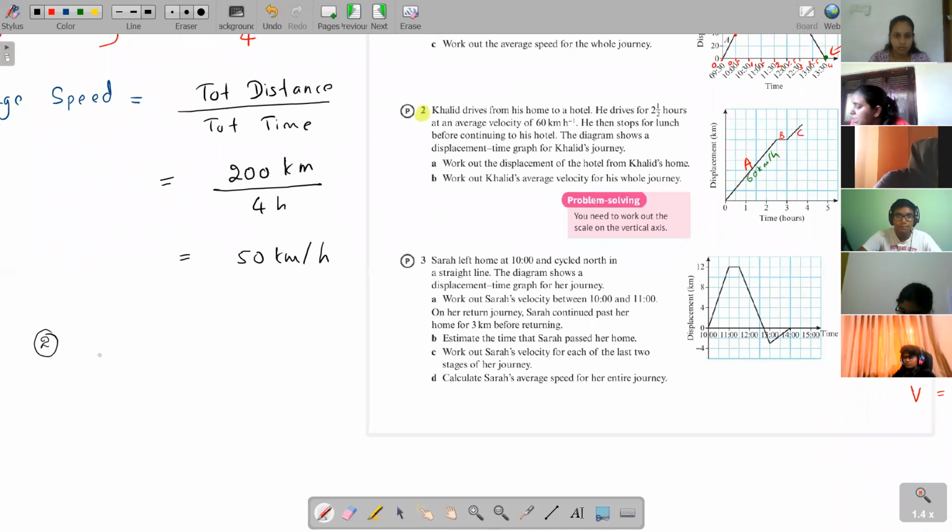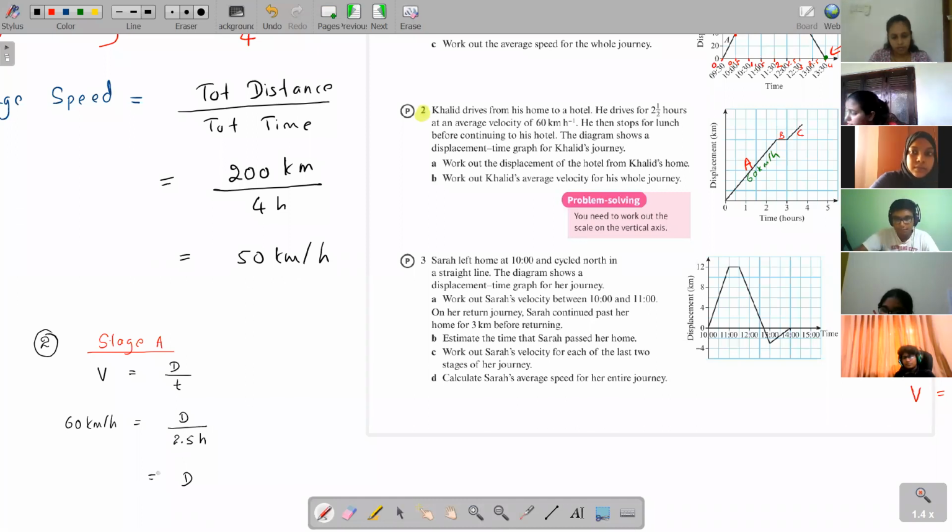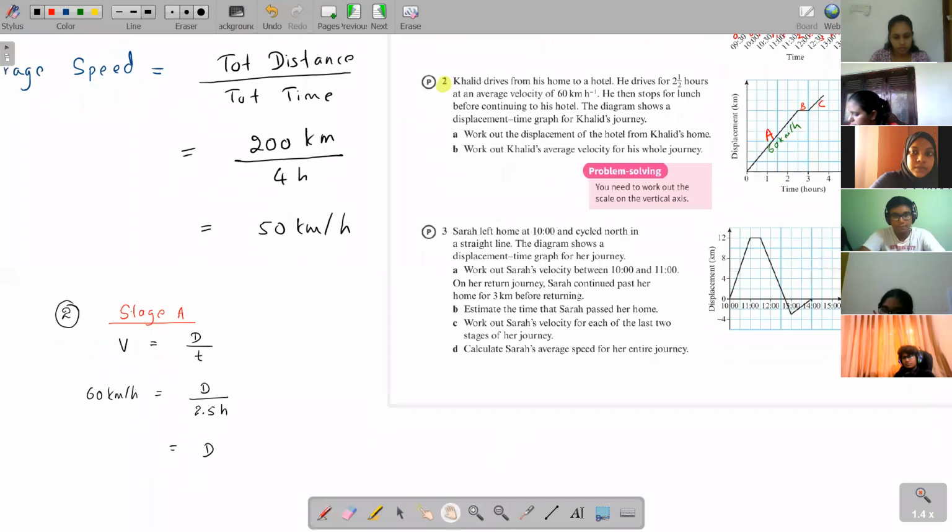Work out the displacement. They want it at the end, when he reaches the hotel. So first you get the displacement for stage A. Go to stage A and you can use velocity equals displacement over time. Here you don't have to worry about negative displacement, very clearly this person is going forward. Velocity is given as 60 kilometers per hour, displacement I don't know, time is 2.5 hours. So I multiply this and tell me what's the displacement, 60 into 2.5. 150 kilometers. How much?